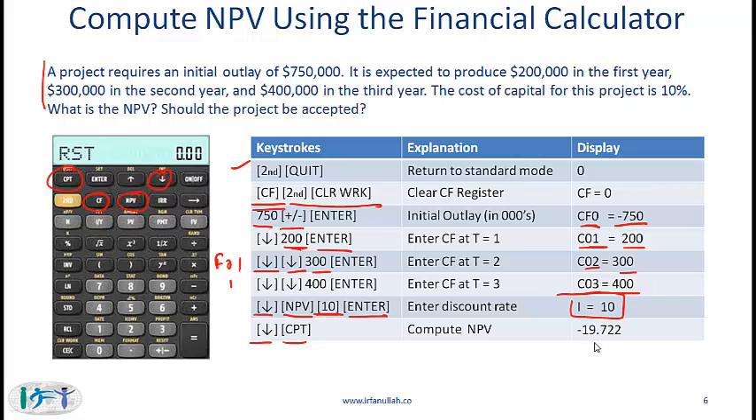So we get an NPV of minus 19.722. A negative NPV, as I have emphasized before, means that the present value of the future cash flows is less than the investment. So that clearly is a bad thing, because if you are spending more money relative to what you will be getting, then clearly that project should not be executed. The answer to this question, should the project be accepted, is clearly no.